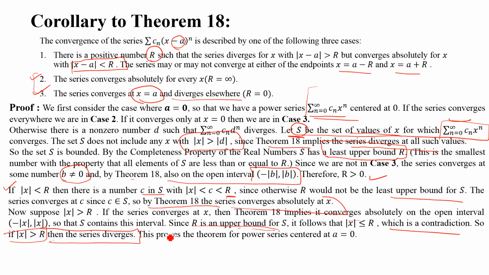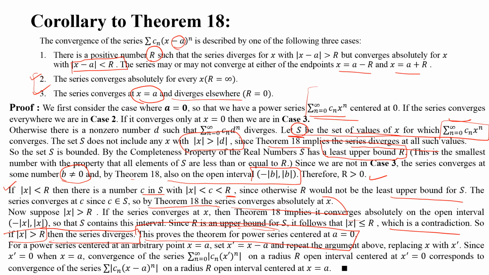So this proves the theorem for the power series centered at a equal to 0, and we can prove this for center x equal to a by assuming that x prime is equal to x minus a, and we can redo all the steps with x prime.